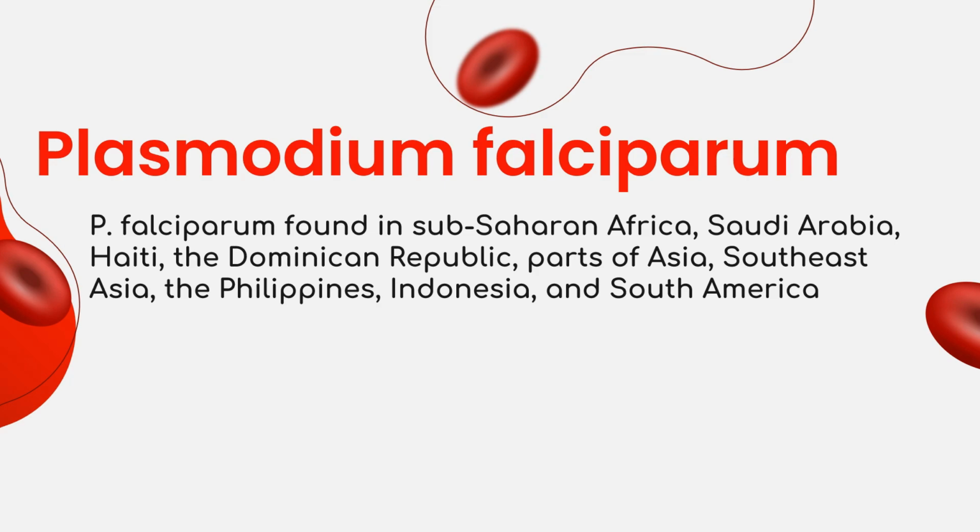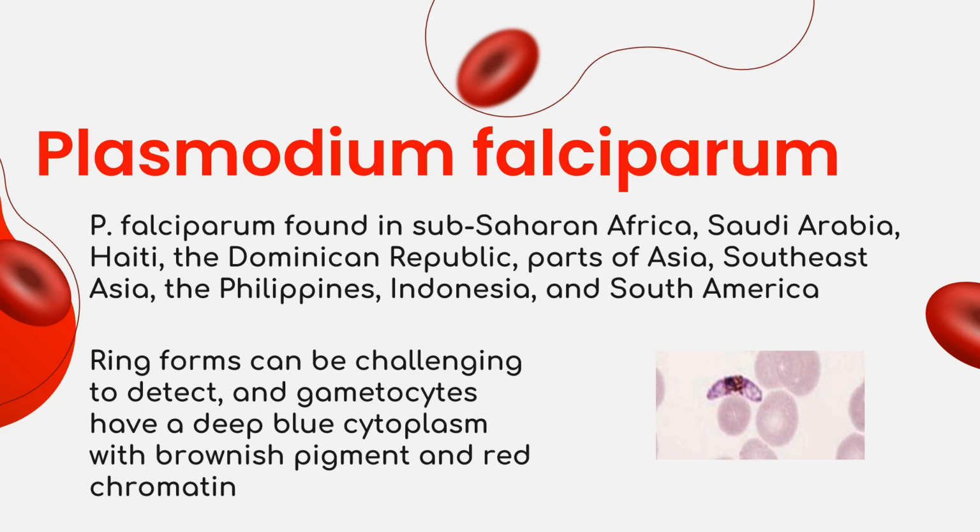Plasmodium falciparum is predominantly found in sub-Saharan Africa, where it poses a significant health challenge. However, its reach extends beyond Africa, touching regions such as Saudi Arabia, Haiti, the Dominican Republic, parts of Asia, Southeast Asia, the Philippines, Indonesia, and South America. When examining blood samples under the microscope, Plasmodium falciparum presents itself as ring forms and crescent-shaped gametocytes. The ring forms may be challenging to detect as they are small and can even appear as multiple rings within a single red blood cell. Their cytoplasm takes on a deep blue hue, accompanied by brownish pigment and red chromatin near the center.